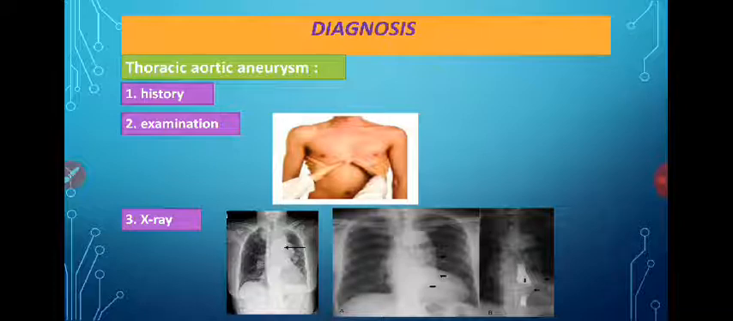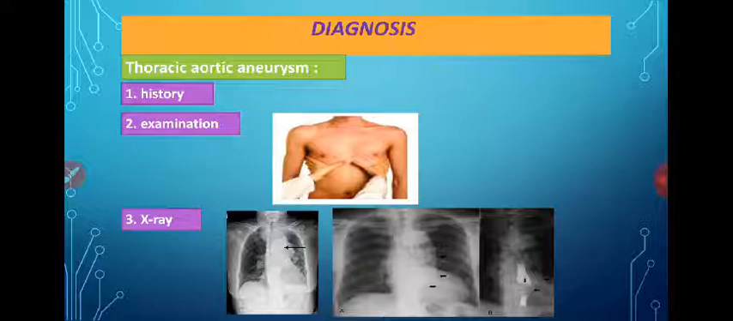Now we will continue with the diagnosis. Thoracic aortic aneurysm can be diagnosed by taking a complete and proper history from the patient, so we can note the signs and symptoms that can predict and detect the presence of thoracic aortic aneurysm. Also, the clinical examination can help us in the diagnosis.